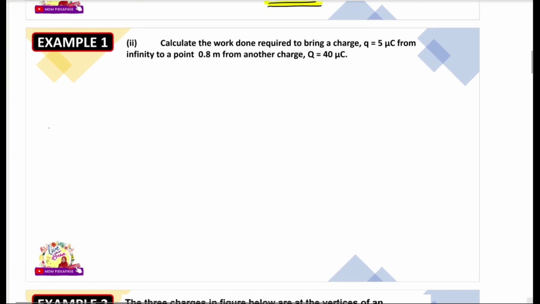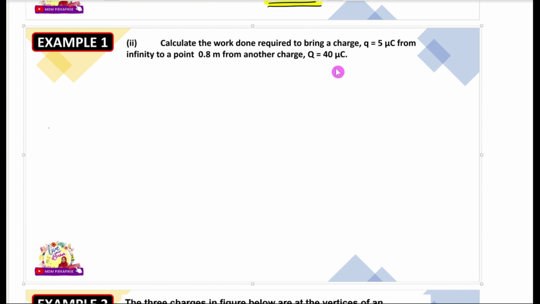Next, we stay in question number 1, for the second part. Let's read the question first. Calculate the work done required to bring a charge. This is referring to the test charge, 5 microcoulomb, from infinity to a point, where that point is 0.8 meter from another charge. This is the point charge of 40 microcoulomb.